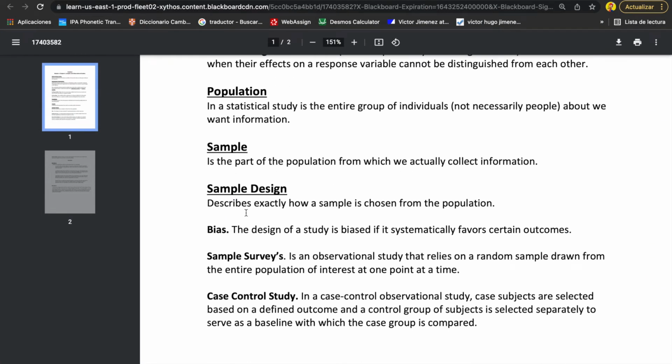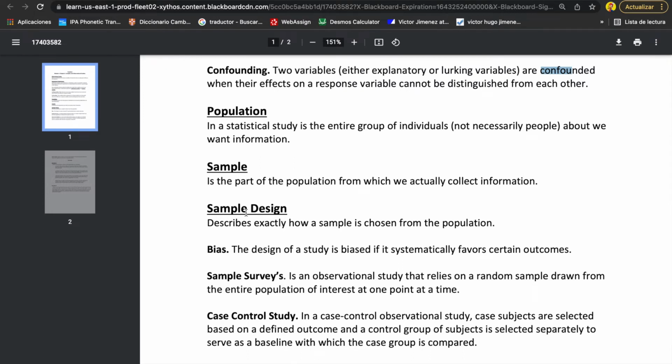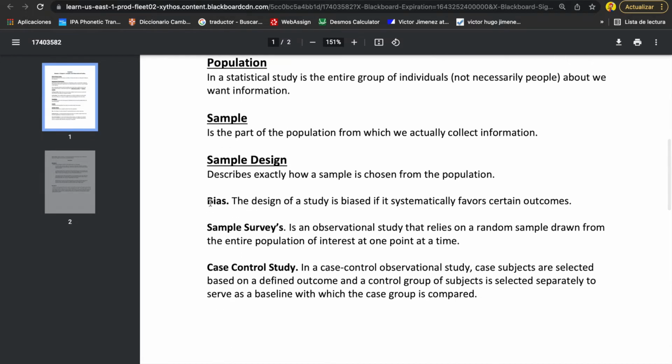So now these other concepts. Population, in a statistical study, is the entire group of individuals about which we want information. This is something that we're going to use later, the concept of population and sample. I'm pretty sure that most of you have heard about this concept before. Sample is the part of the population from which we actually collect information. Sample design describes exactly how a sample is chosen from the population. Now, a key concept here, bias. The design of the study is biased if it systematically favors certain outcomes.